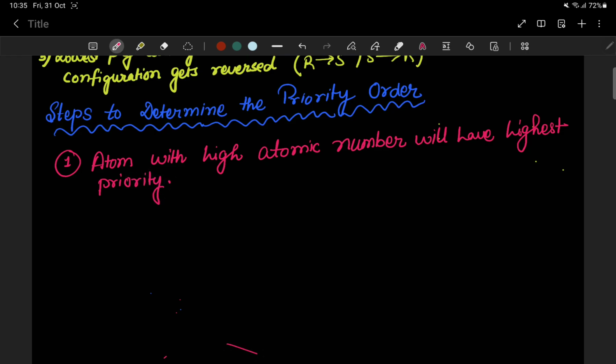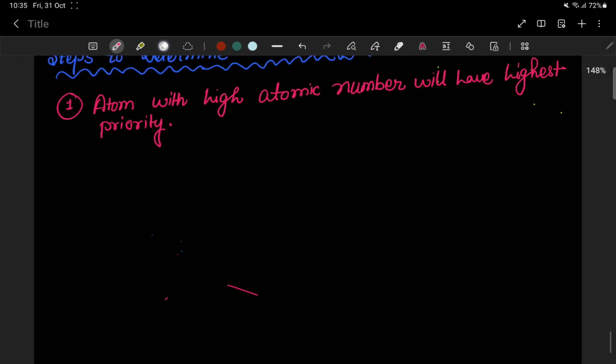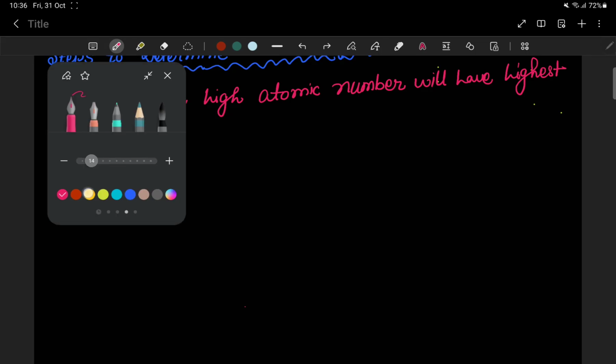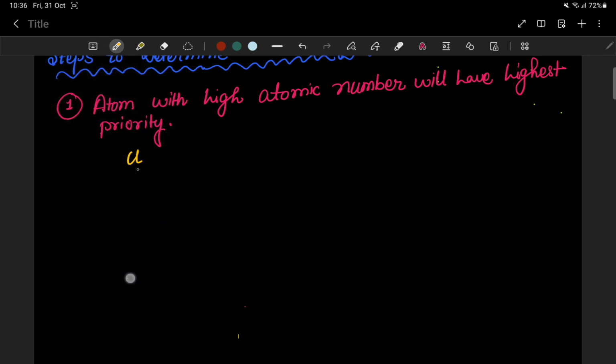Let me give you examples to make you understand what I mean by this step. I want you to write all the steps one by one, but let me give you an example, else you won't understand. So see here, I am taking an example. This is our Cl, chlorine. This is our iodine. This is our SO3H, and this is our hydrogen.